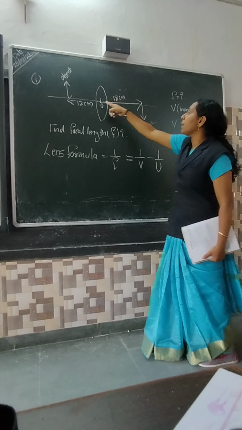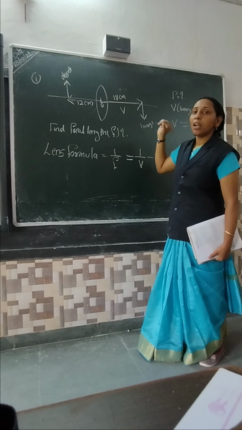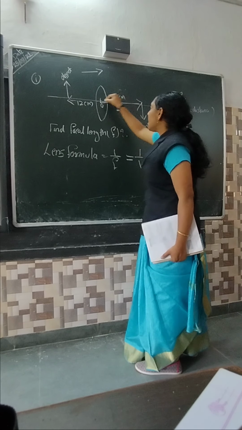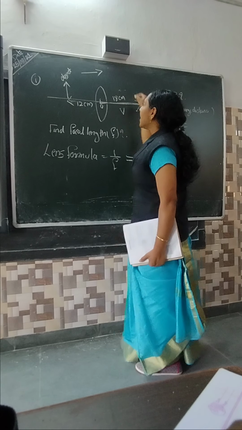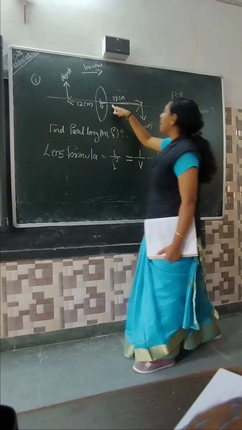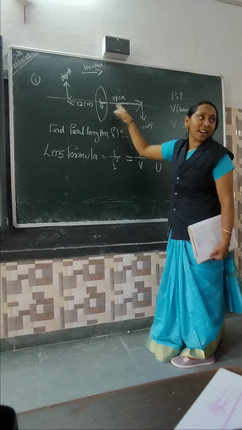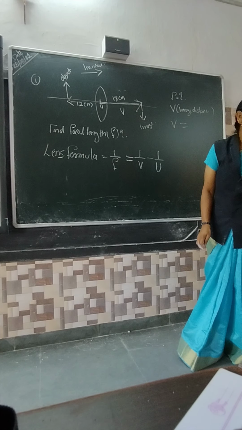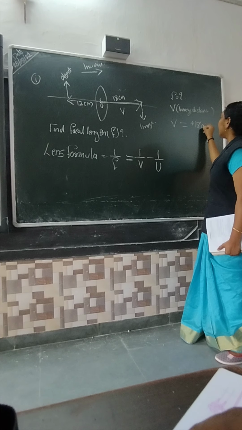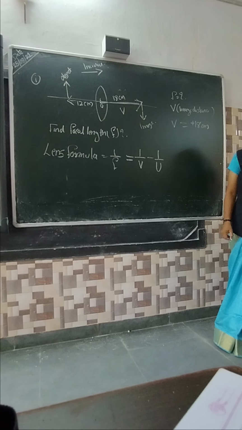Look, this is the image distance v. Am I right? Yeah. So this is the incident ray. So the v direction is similar to the incident ray direction. So the v is in the same direction as the incident ray. That's the reason the sign is positive. Okay. So v equal to positive 18 centimeter. Understood, everyone? Yes.